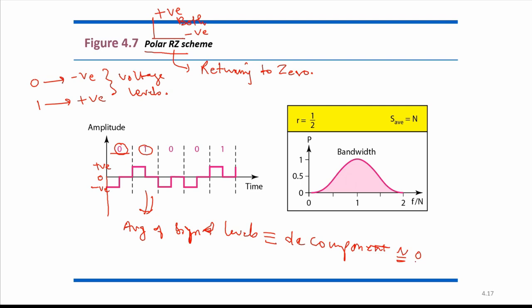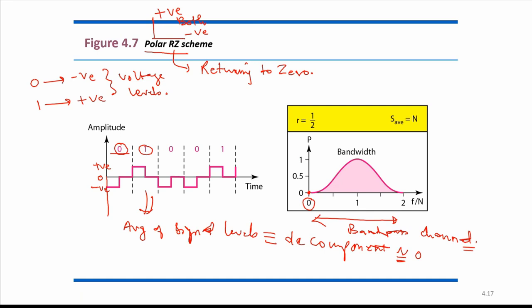If the DC component is coming out to be 0, that means at 0 frequency the power of the signal will not be highest. Because the DC component is 0, at 0 frequency there will be 0 power. This is the basic objective. So if this is the case, this can be transmitted through a band pass channel now.